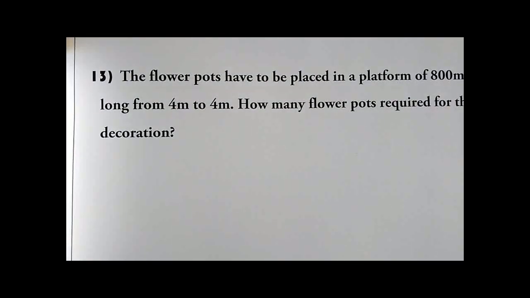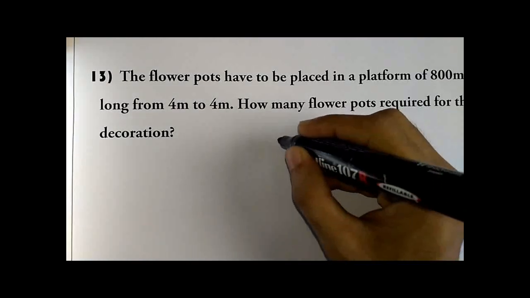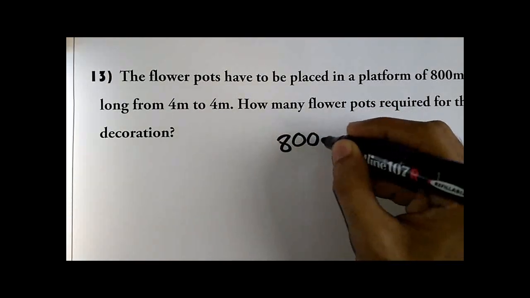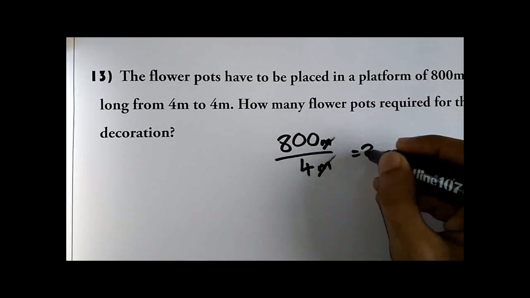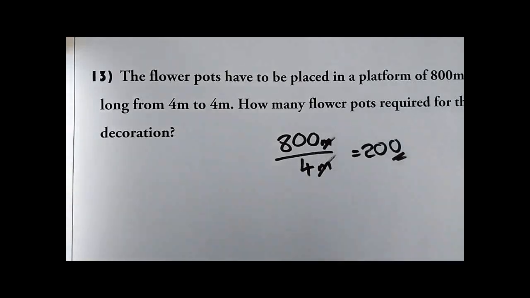They are saying that the flower pots have to be placed on a platform of 800 meter long, from 4 meter to 4 meter. How many flower pots are required for the decoration? So what do we have to do? The total distance they have given is 800 meter and the gaps should be 4 meter each. So we'll divide them. 800 divided by 4. So 200 is the answer.